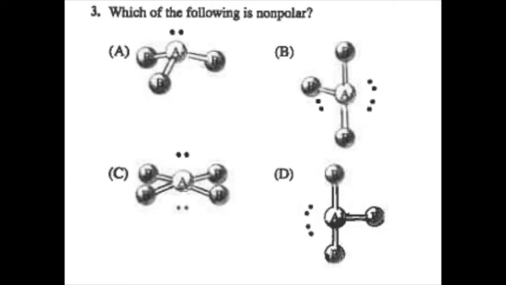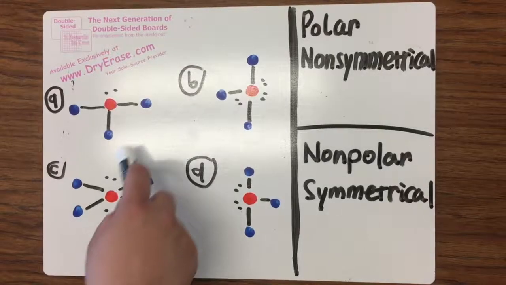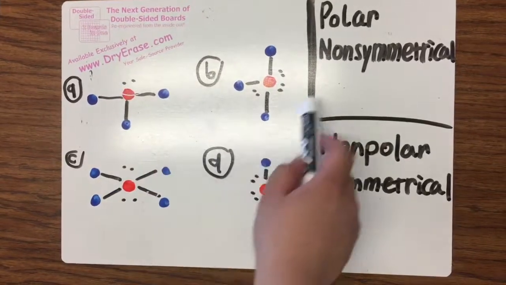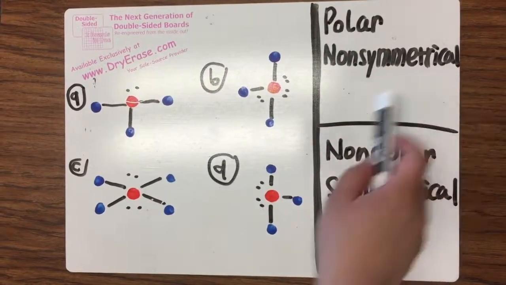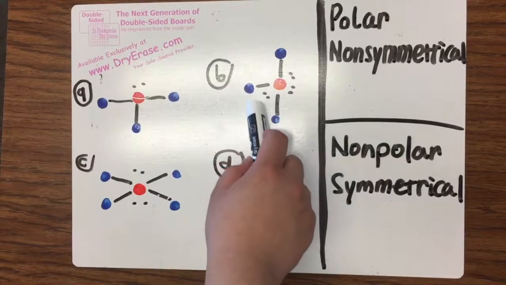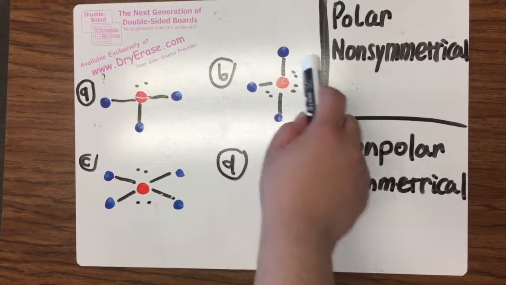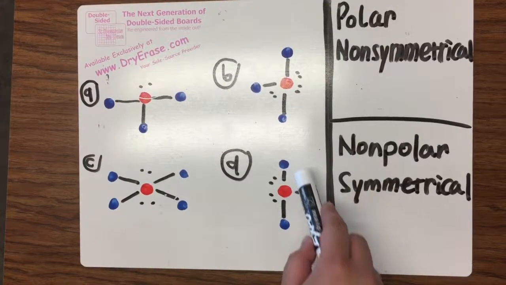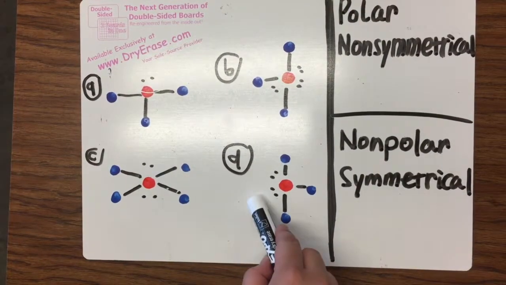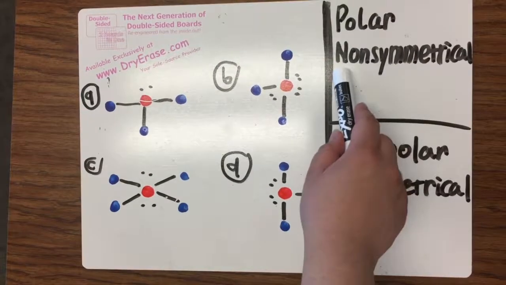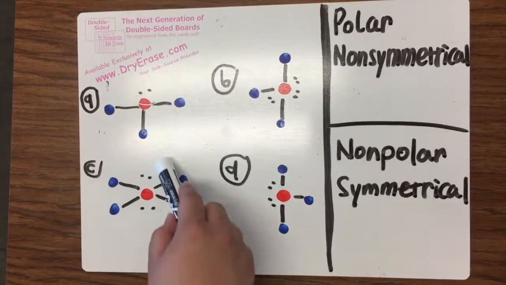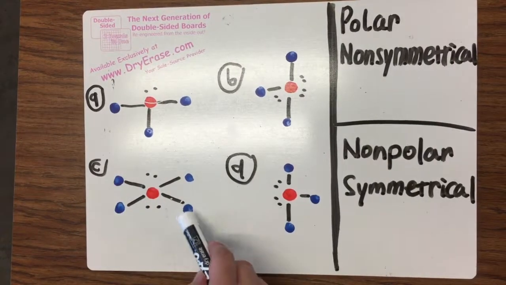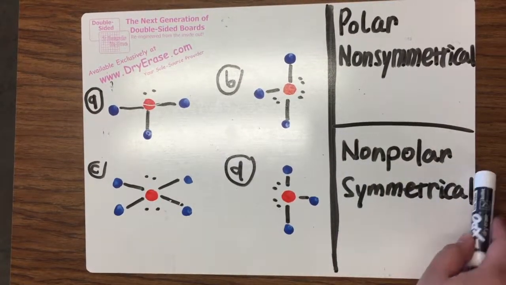Which of the following is nonpolar? There are 4 electron domains in A, and one of it is a lone pair, so it's not symmetrical. In B, there are 6 electron domains, and 3 of them are lone pairs, so it's not symmetrical as well. And D, there are 5 electron domains, and 2 of them are lone pairs, and the answer will be C since it's symmetrical.